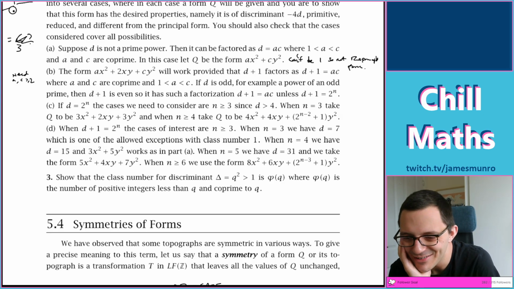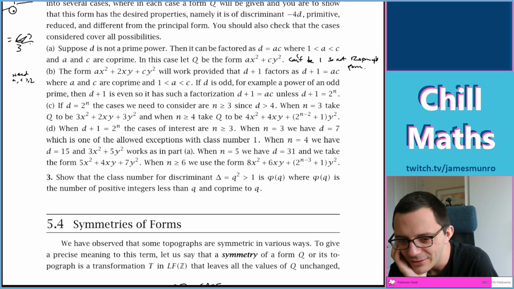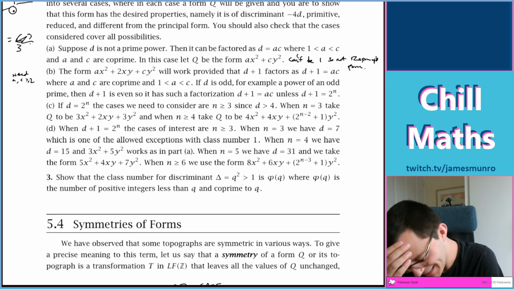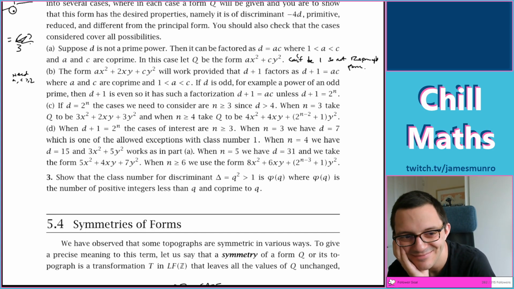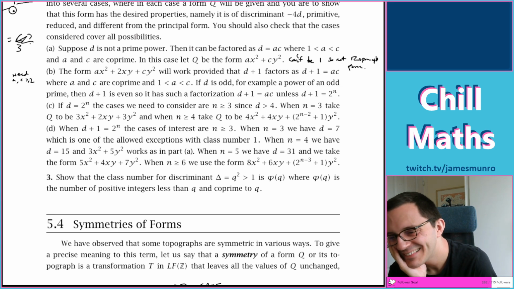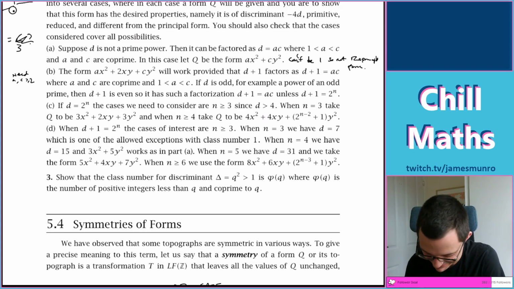Oh, and then hard question 3. Show the class of discriminant this. It's, oh no. Oh no. The number of positive integers less than q coprime to q. Oh, I don't like that. I don't like that at all. That seems like I'd have to understand loads of stuff.